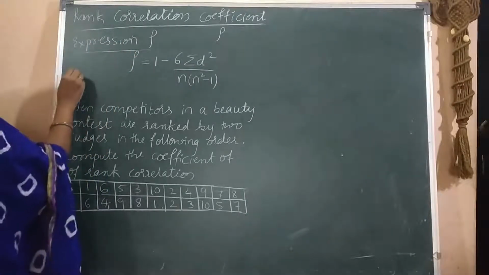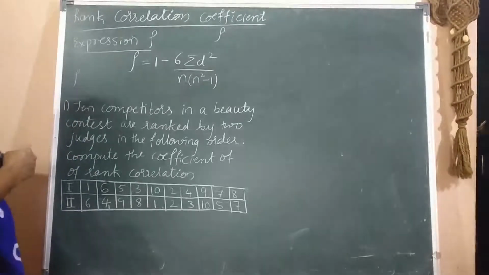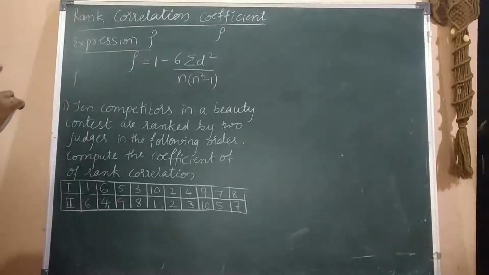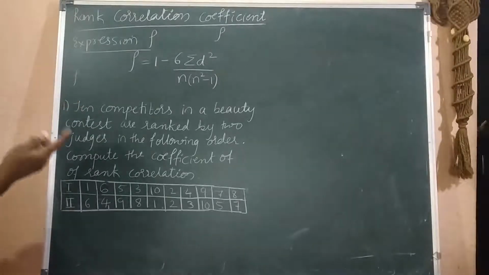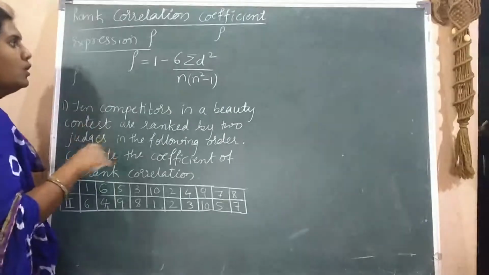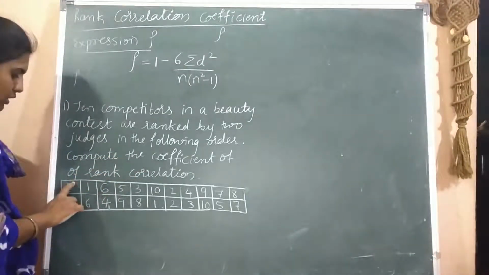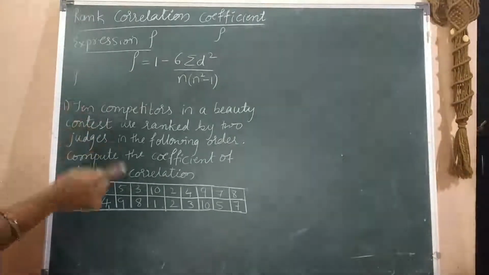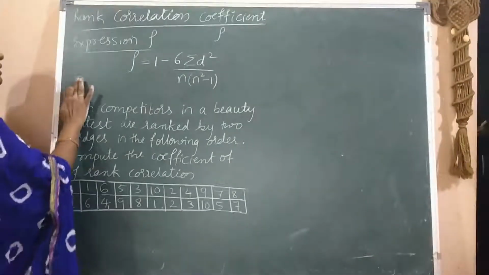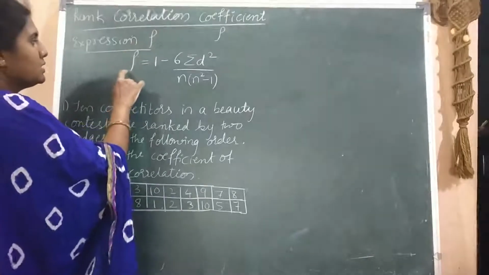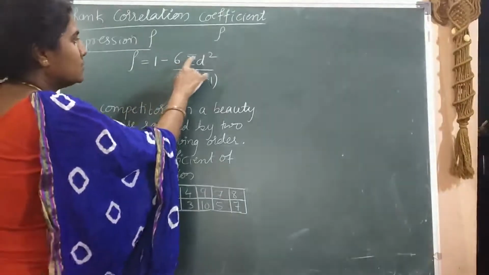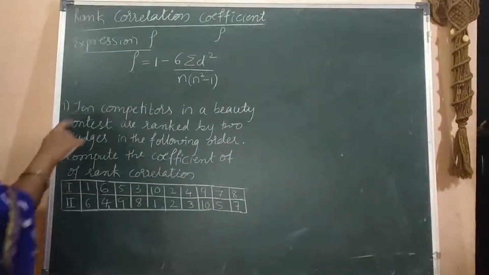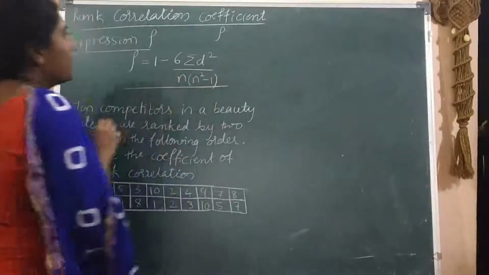Rank correlation is denoted by R. It is nothing but the correlation coefficient of two characteristics of two individuals. Here they have given two characteristics of two individuals. That rank correlation expression is given by rho is equal to 1 minus 6 into summation d square upon n into bracket n square minus 1. This is the expression for rank correlation.